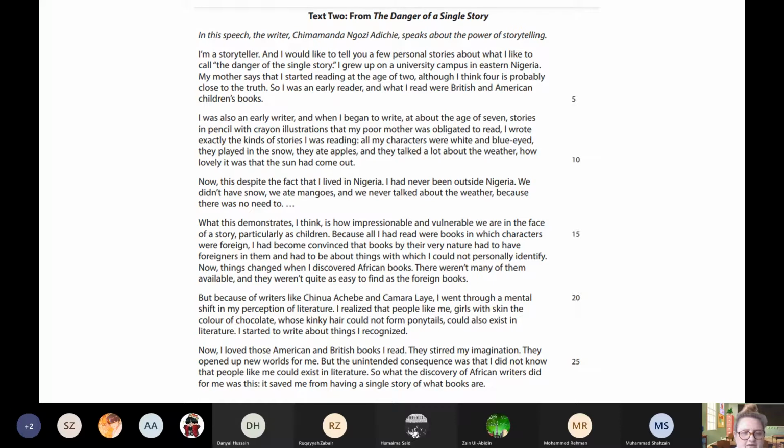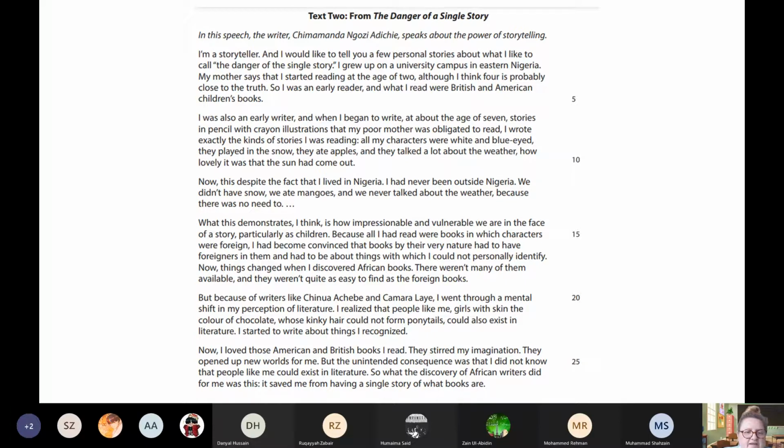What this demonstrates, I think, is how impressionable and vulnerable we are in the face of a story, particularly as children. Because all I had read were books in which characters were foreign, I had become convinced that books, by their very nature, had to have foreigners in them and had to be about things with which I could not personally identify.